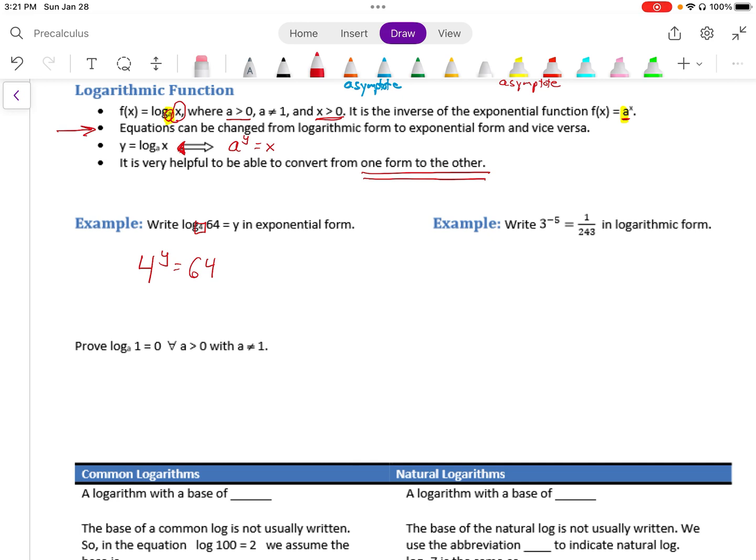It didn't ask us to find any values, it just asked us to switch forms. So that would be your answer there. Over here, it wants us to go the other way. We have exponential form and we want to switch to logarithmic form.